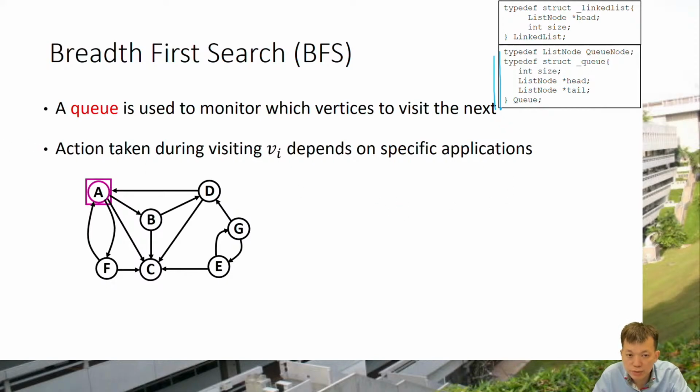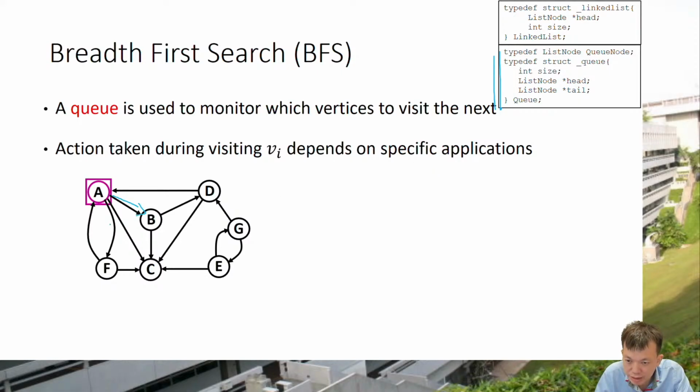So for example, this is the directed graph. You can also apply it on a directed graph. Just now the example was undirected. Now we show you another example in a directed graph. So let's say I start from A.